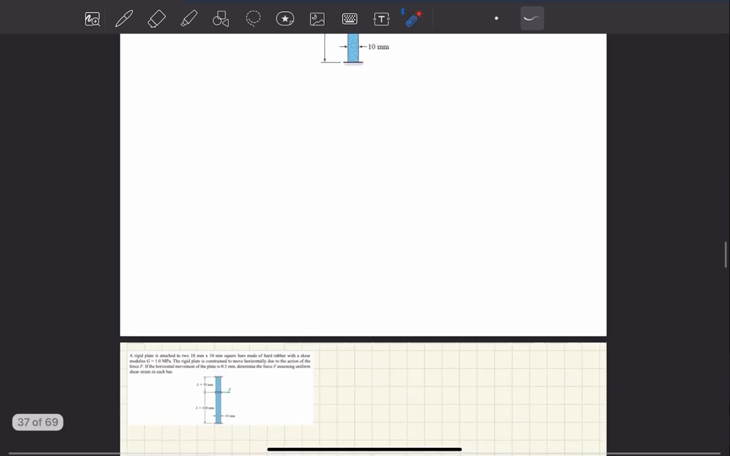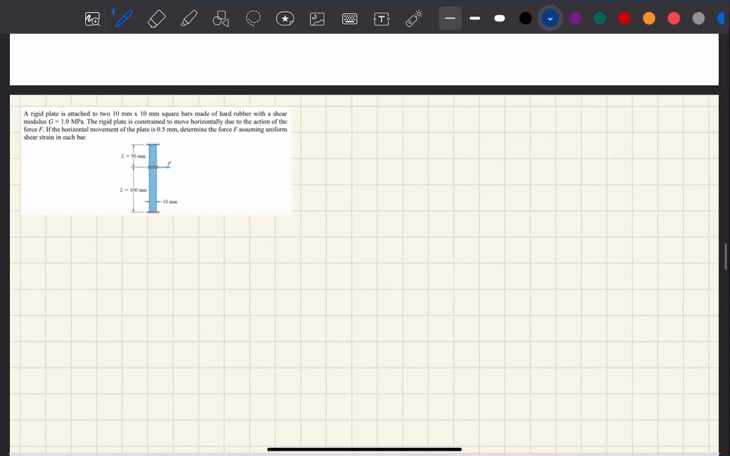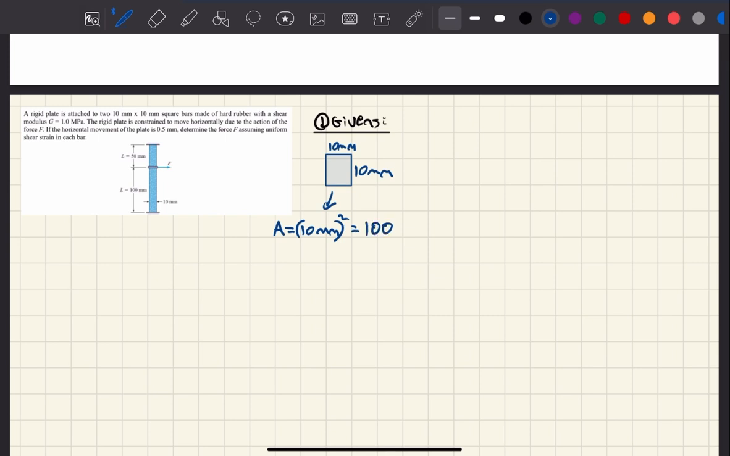Okay, so we start off with givens, and we are given a bunch of lovely stuff in this question, starting with the cross-sectional area of these square rubber bars. We can easily calculate that because we know it is 10 millimeters by 10 millimeters, and therefore if we multiply the length and width together, we will get the cross-sectional area under shear, right? So it's just 10 millimeters squared, and therefore our cross-sectional area is 100 millimeters squared, right? What other information can we extract?